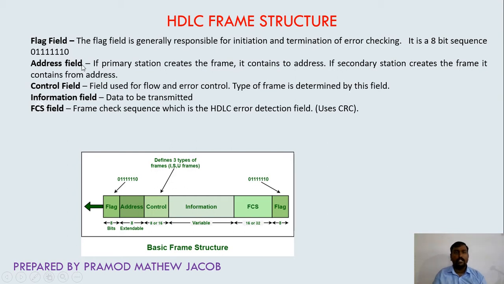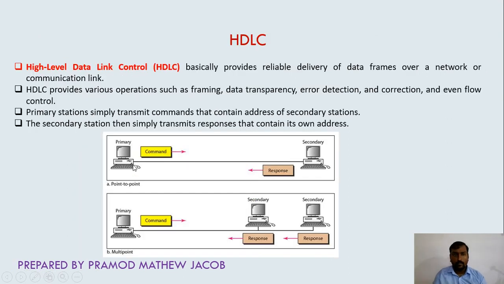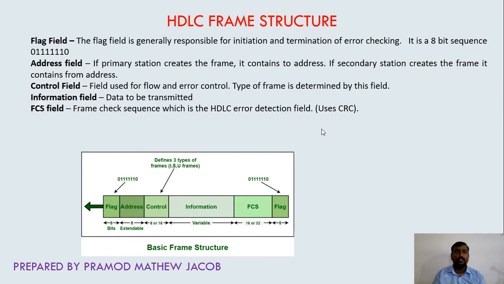Next is the address field. If the primary station creates the frame, it contains the destination address. If the secondary station creates the frame, it contains the from address. We have already mentioned that the primary station will simply transmit commands that contain the secondary station's address, that is the to address, and the secondary station then simply transmits a response message which contains its own address, that is the from address. So that concept is explained here. The primary station creates the frame which contains the to address, and the secondary station creates the frame which contains the from address.